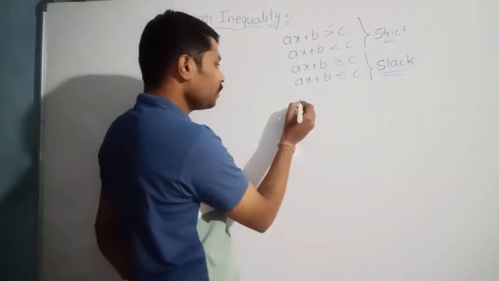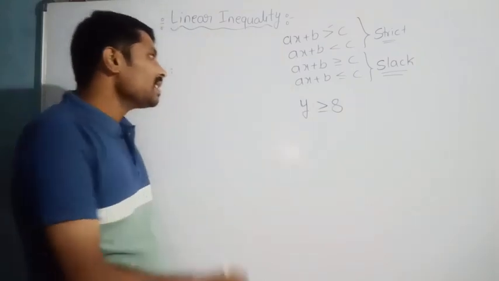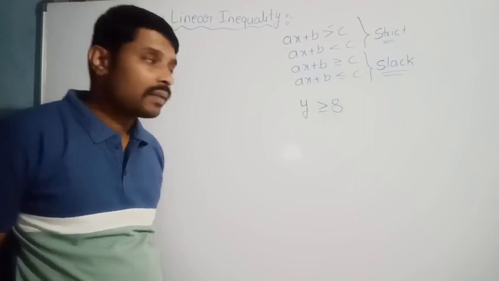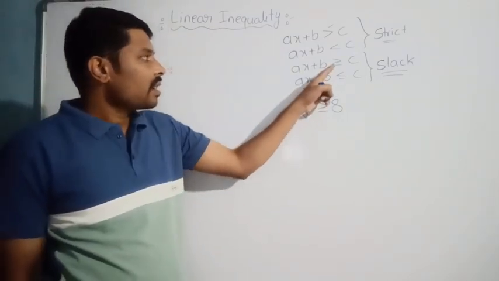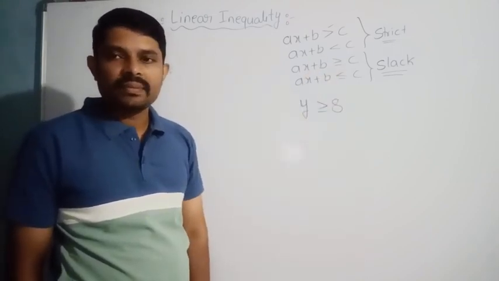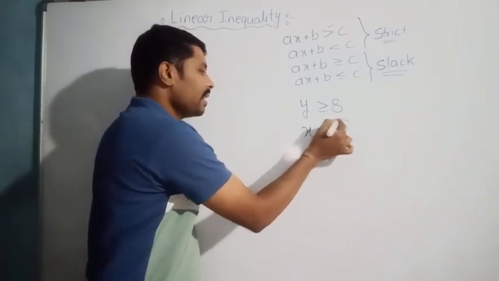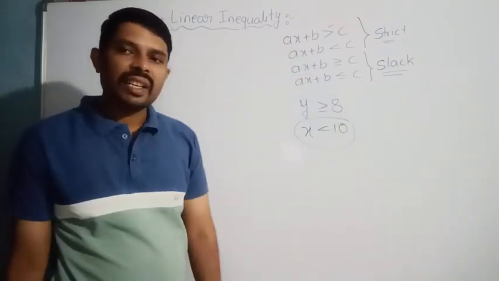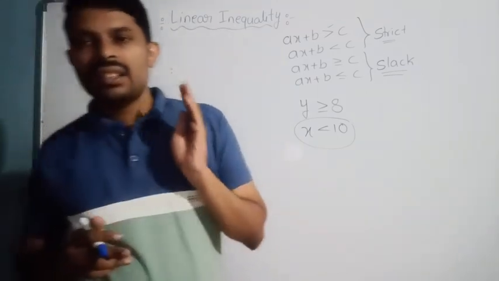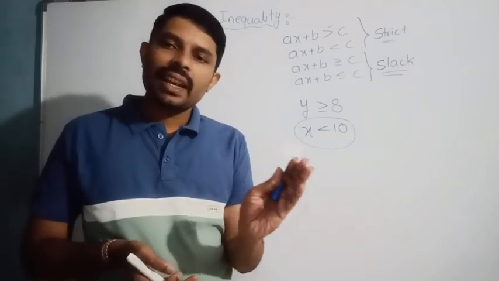Look here, y is greater than or equal to 8. Is it a strict inequality or slack inequality? Which one? It contains greater than or equal to, no, therefore it is a slack inequality. If suppose x is less than 10, then it is called a strict inequality. Now one question will come in our mind, sir, what is the difference between strict inequality and slack inequality?